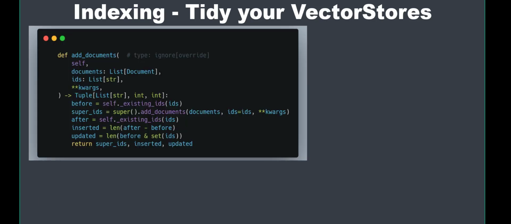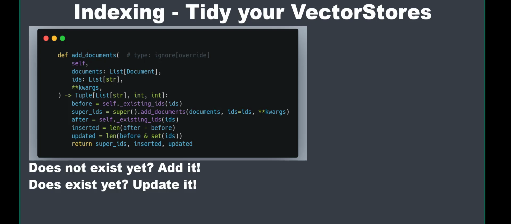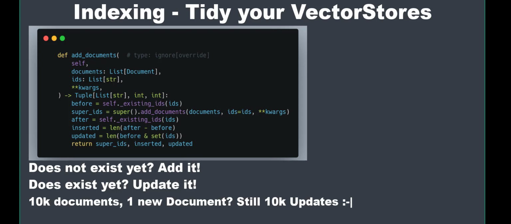Today, modern vector stores like pgvector offer something called upsert, which basically means insert if new and update if exists. So this is not much better, we don't end up with duplicated documents, but we still do a ton of unnecessary updates. Better than rebuilding the index, but still far from perfect.